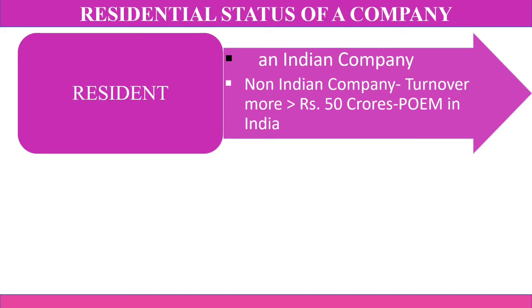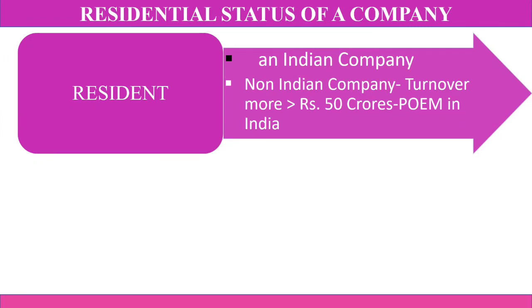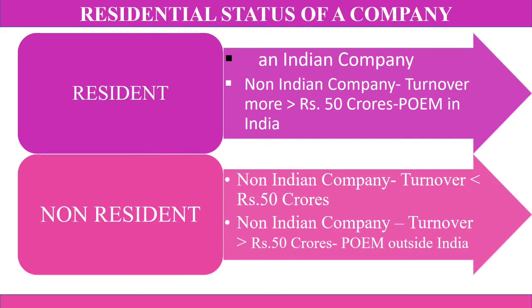POEM is nothing but place of effective management. Here, if the place of effective management is situated in India for a non-Indian company for which annual turnover is more than 50 crores, then that non-Indian company is called a resident company. Next one is non-resident company. A non-Indian company for which annual turnover is less than 50 crores, automatically that company will come under non-resident company. Similarly, for a non-Indian company where the turnover is more than 50 crores and the POEM is situated outside India, even in that case, that company will come under non-resident company.